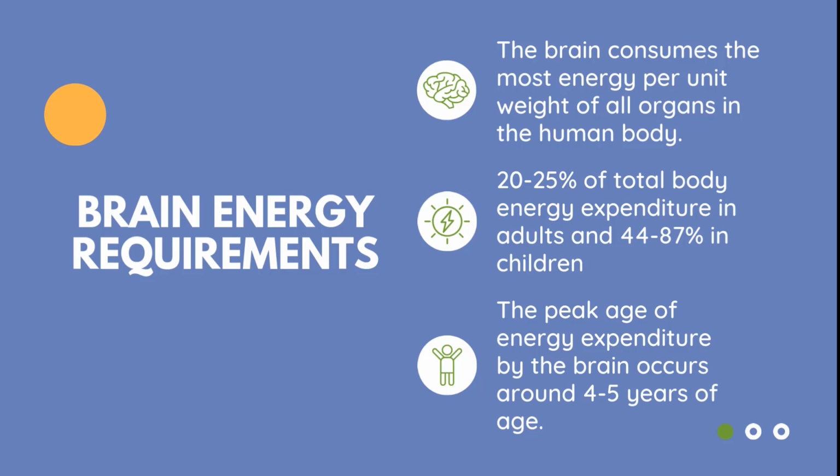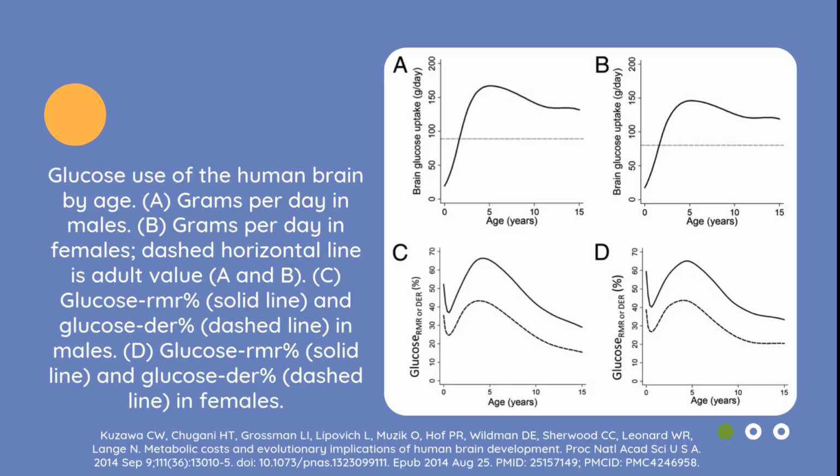So the peak age is 4 to 5 years old. This is when children, all through early development, their brain is just, they're learning so fast and so much. And really around 4 to 5 years old is where it peaks. I'll show you on this next slide. So this was a great paper. I read it, word for word, multiple times. Metabolic costs and evolutionary implications of human brain development.